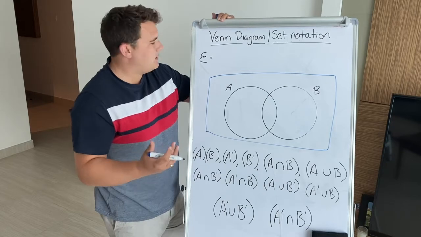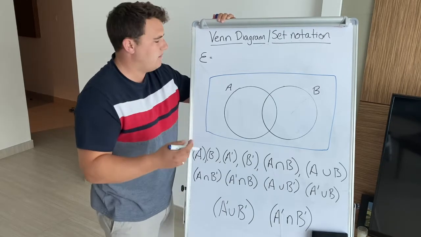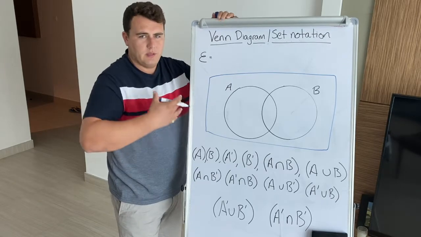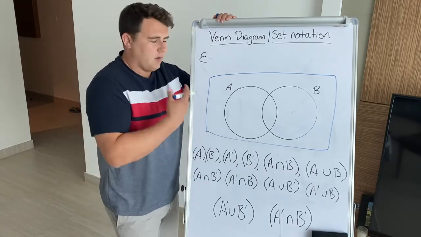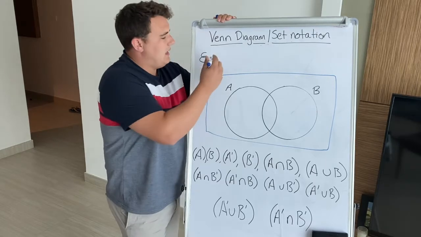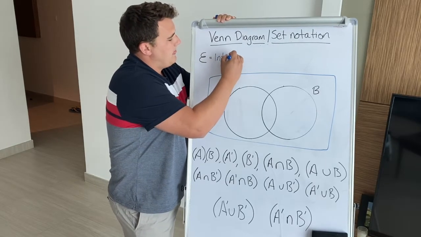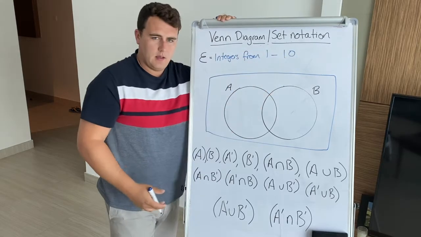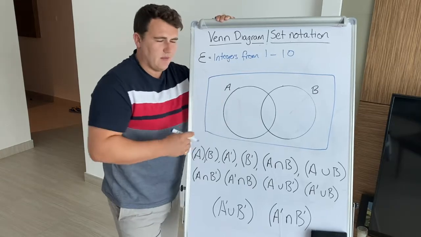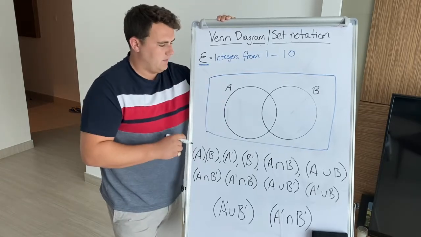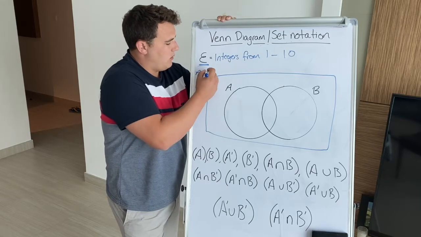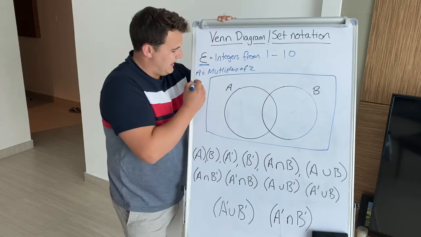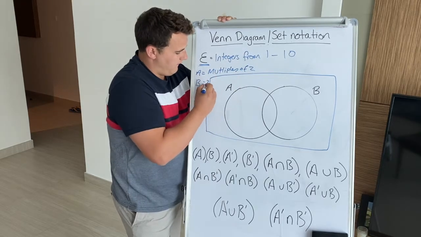There's a couple of symbols we use when talking about set notation and Venn diagrams. This is the main one. This means every single member of these groups, these sets. So for example, it could be every single number that is an integer from 1 to 10. That could be every single number we're looking at in this Venn diagram, and it'll be shown using this. Where A could be our multiples of 2, and B could be our multiples of 3.